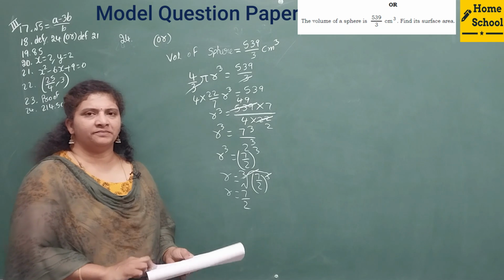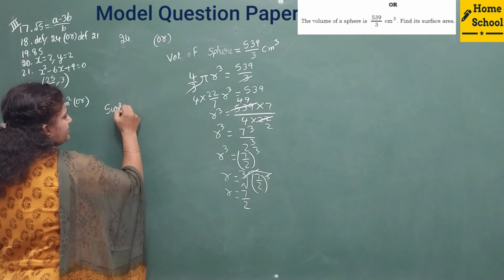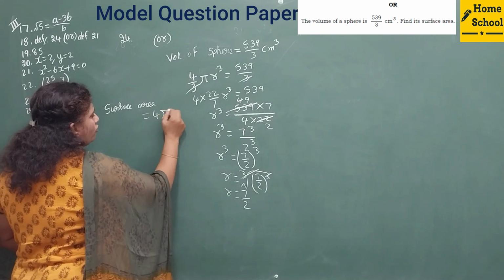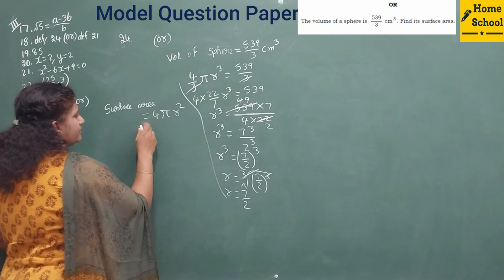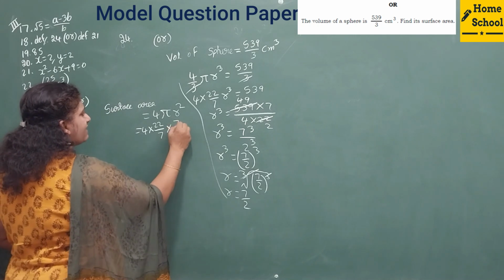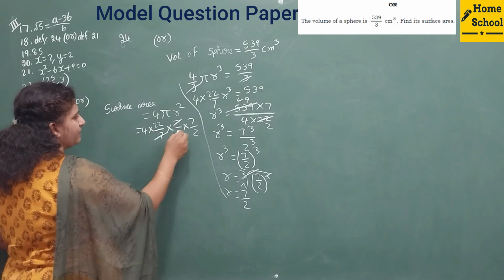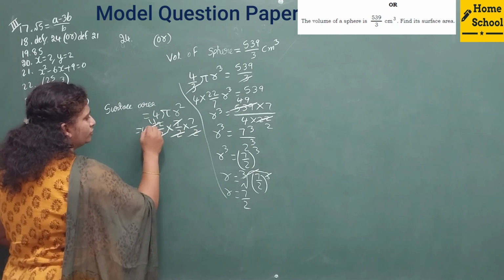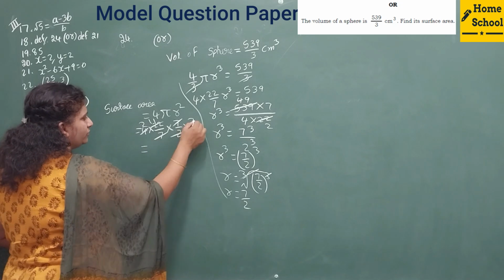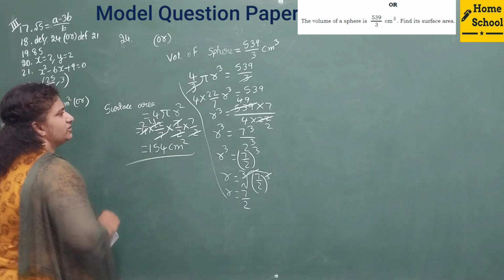Find its surface area. Surface area of a sphere formula is 4 pi r square. 4 into pi value is 22 by 7 into r value is 7 by 2 into 7 by 2. 2 times you have r. 7 7 cancel. 2 11s are 2 2s are 4. That means 11 2s are 22. 22 7s are 154 centimeter square is your answer.